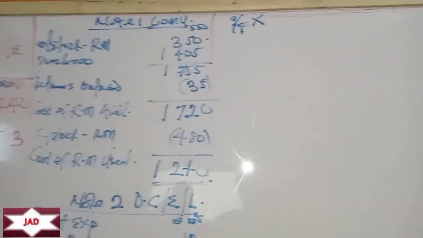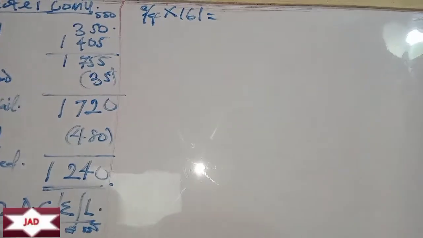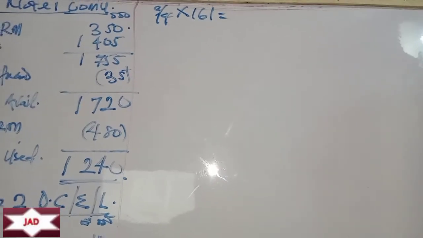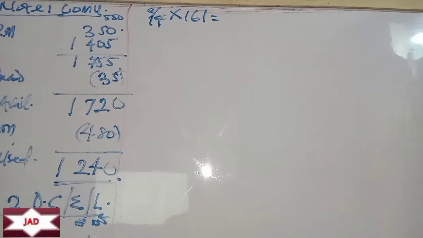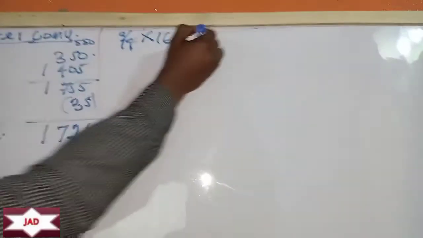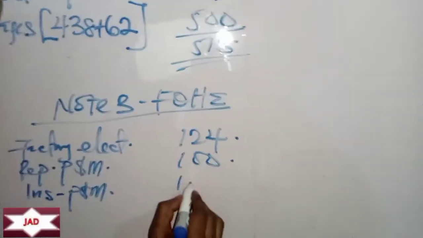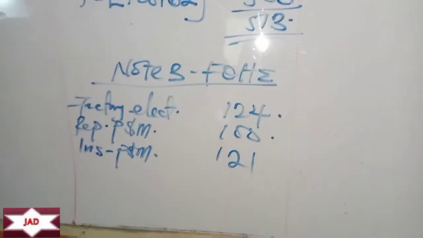The insurance there is 161. That will be 3/4 times 161. Put your calculator, please. So we have 3 divided by 4 times 161. I can see 121 approximately there. So 121 will go to factory. The balance will go to sales and distribution. Any other thing on factory overhead there?